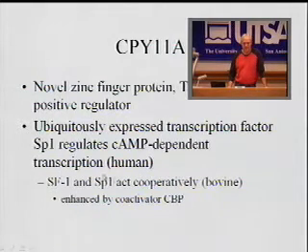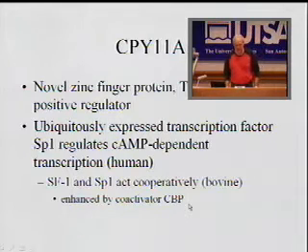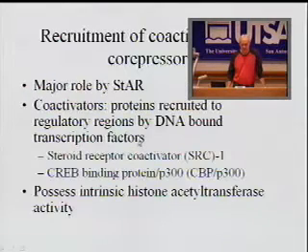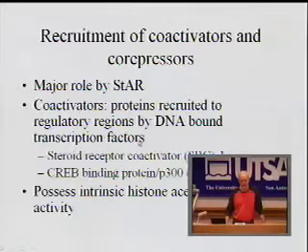So the SF1 and the SP1 act cooperatively in the bovine adrenocortical cells, and that SF1-SP1 cooperative interaction is enhanced by the presence of a CBP, and we'll talk about that in a moment. So basically a CREB binding protein. So the number of proteins, transcription factors, and co-activators that begin to stick together increases and demonstrates a greater level of complexity as well.